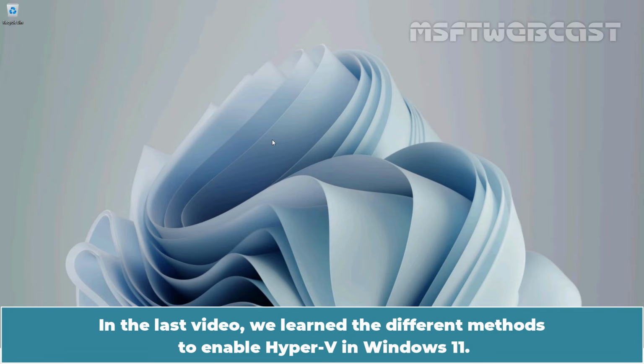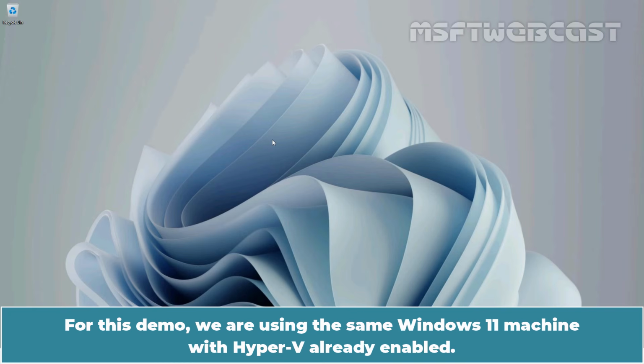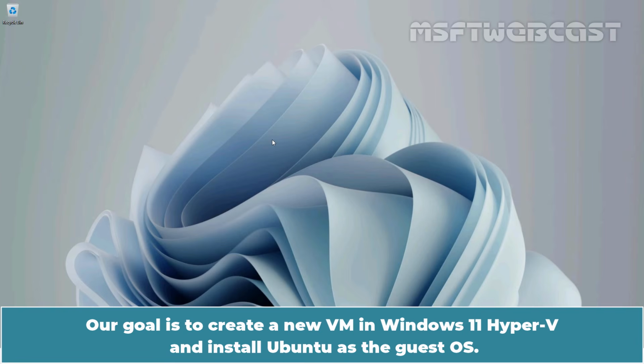In the last video, we learned the different methods to enable Hyper-V in Windows 11. The link to that video is provided in the description. For this demo, we are using the same Windows 11 machine with Hyper-V already enabled. Our goal is to create a new VM in Windows 11 Hyper-V and install Ubuntu as the guest OS.